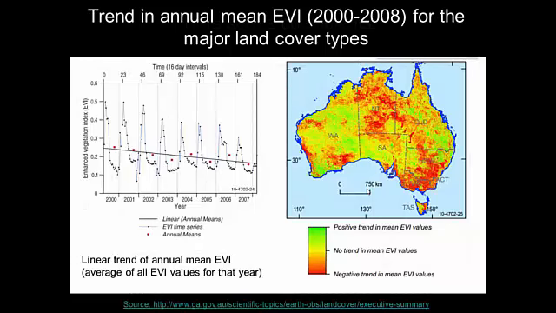In addition to the land cover map, this product from Geoscience Australia also contains 3 layers that show the trend in annual greenness characteristics over time. This trend layer highlights areas that are becoming greener or less green over time. As an example, here you can see the trend of EVI, and the trend was calculated as the slope of the line for a linear regression of the annual EVI mean values.